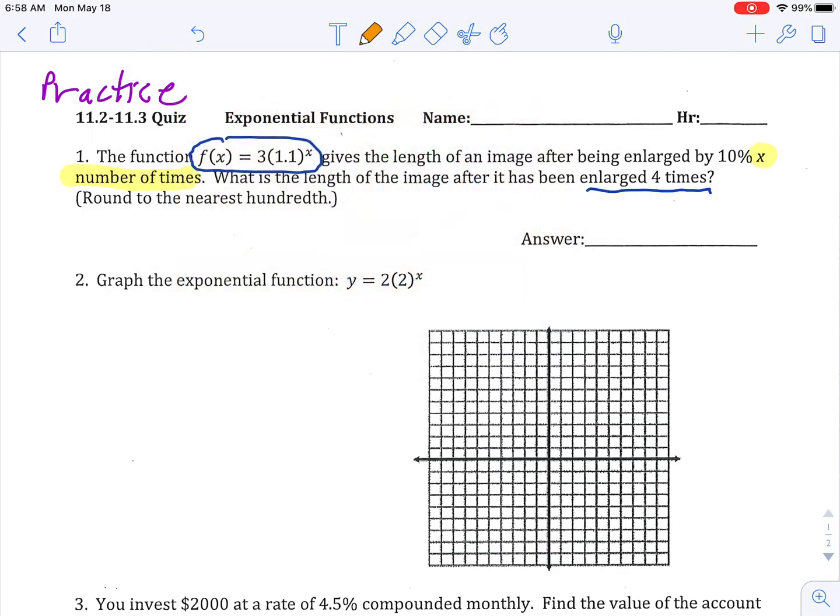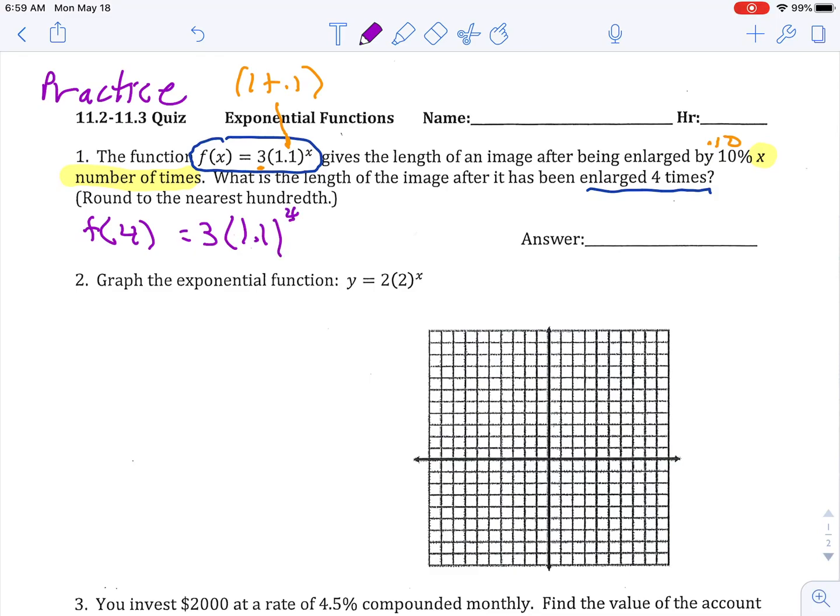But notice, now that we know something else about writing these ourselves, 10% is 0.10. And since we know this is getting bigger, it's going to be 1 plus our rate of 0.1. And that's where that 1.1 came from. This 3 right here, that's the original length of it, 3 inches. It doesn't tell you that in the story, but we know that from our other work. So let's go ahead and solve this. We're really finding f of 4 here, which is 3 times 1.1 raised to the 4th power.